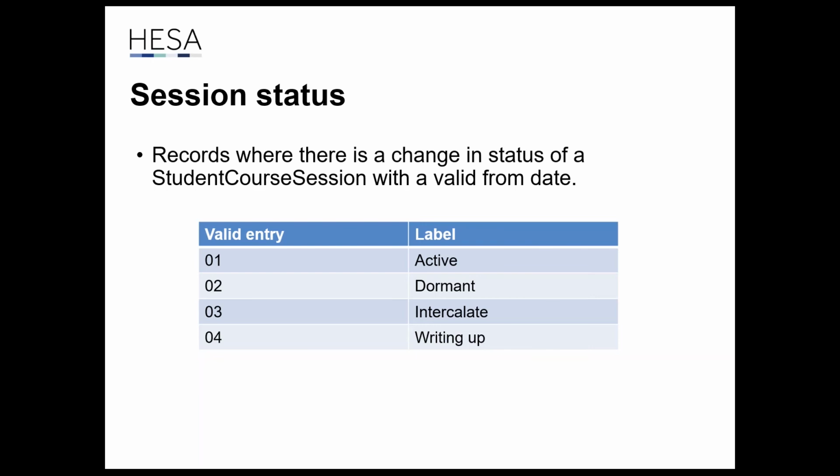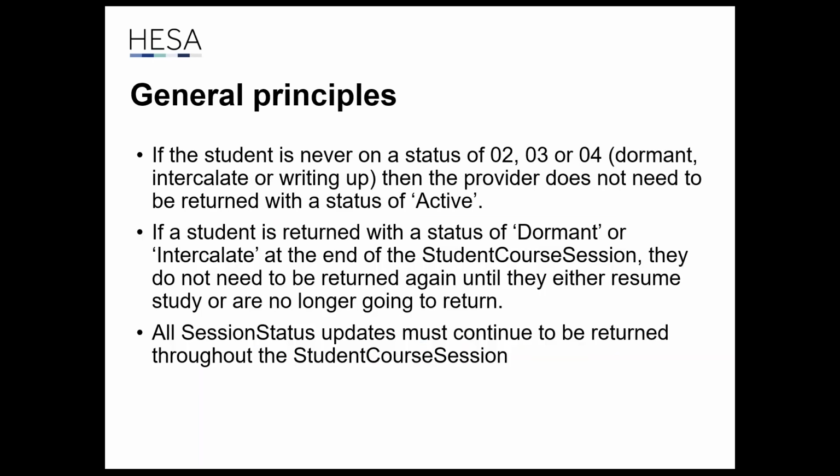But if I go on to some of the general principles for this entity, we don't expect the provider to return an active status for every student course session that's active. We only need them to return active where one of those other statuses has applied. So if the student was never dormant, intercalating, or writing up during a student course session, the provider doesn't have to say that they're active for every single student course session. We've got an example of this later, but it would only apply where, for example, they moved to dormant status and then restarted study within the same student course session.